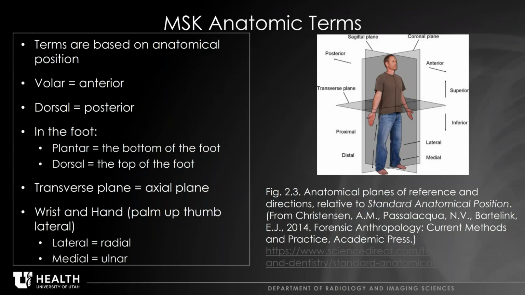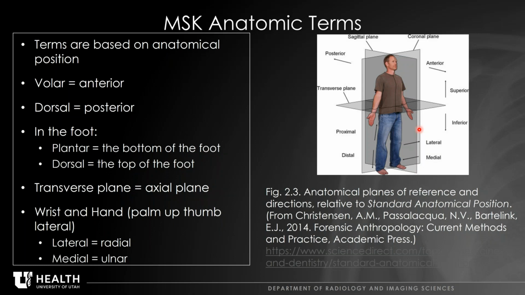For anatomic terms, I know Amanda talked about this a little bit, but our terms are based upon anatomical position. That's like this figure here with the palms up. The radial side, the thumb side, is lateral, and the pinky side is medial. But when we're talking in the hands, we just say radial or ulnar, just so we don't get confused. Volar is anterior, so that's the palm side of the hands. Dorsal is posterior, so that's the back of the hands.